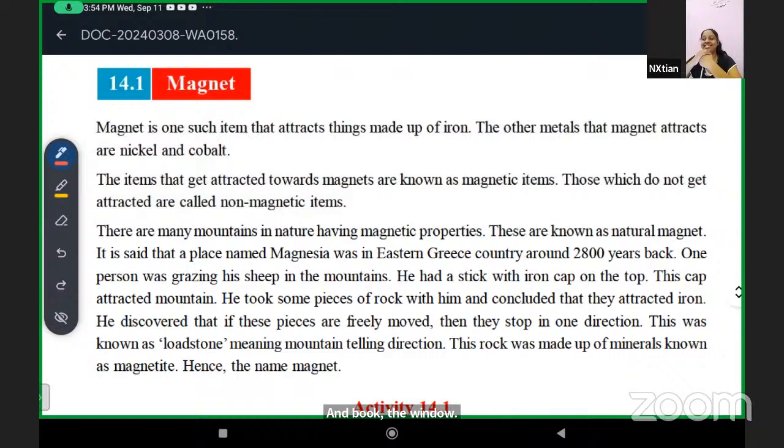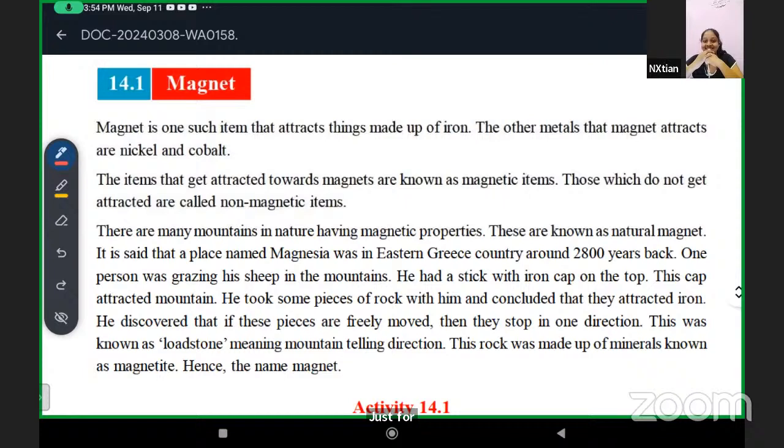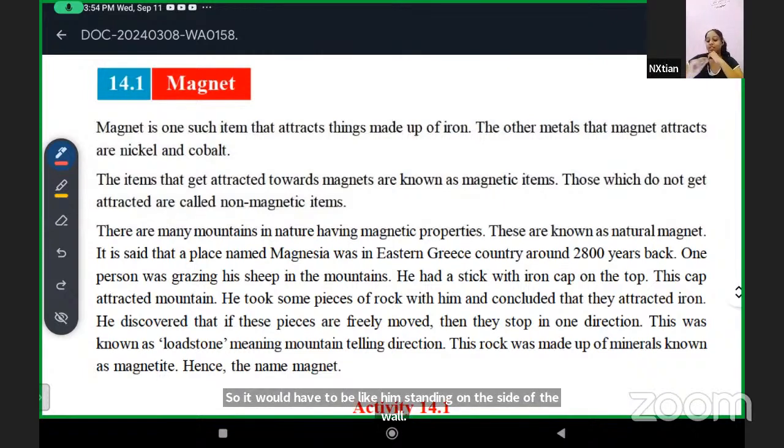Okay. Yes, he got attracted to the Simeon, North Pole or something. Do you think he was setting up a frame like this with a fake window when he was recording? So when the magnet ball crashed, it broke it just for editing purposes, just for fun purposes. I don't think so, because the video was showing him standing at the same time, so it would have to be him standing on the side of the wall. That's possible. Yeah, so that is right.